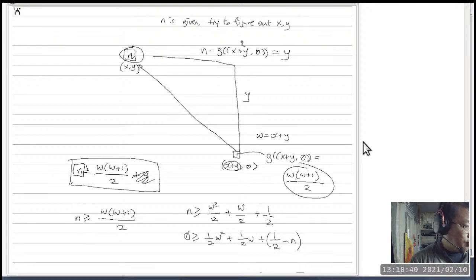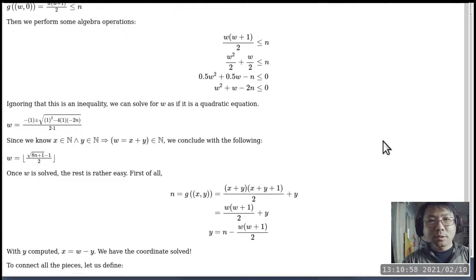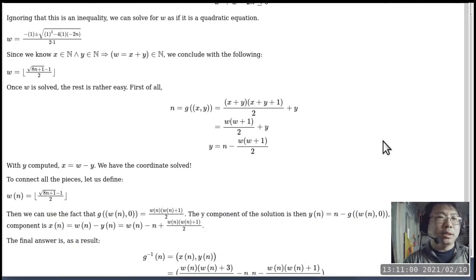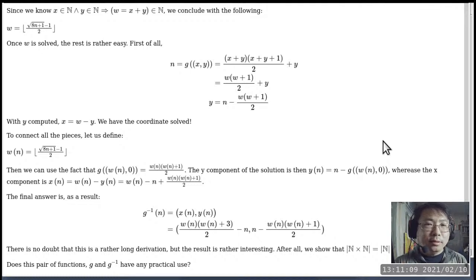Once we solve for w, we can then solve for y, and once we get y, x is also easy because x is going to be w minus y. So now we can solve for both x and y, which is kind of what the notes are saying. The notes are a little bit dry without the pictures, but with the pictures, it is a little bit easier to understand.